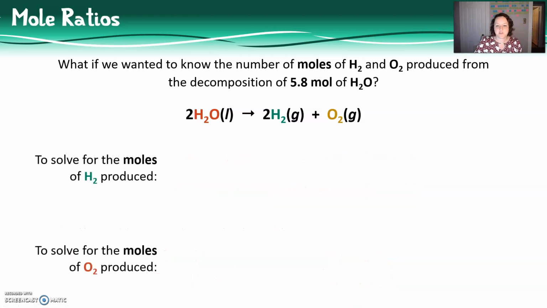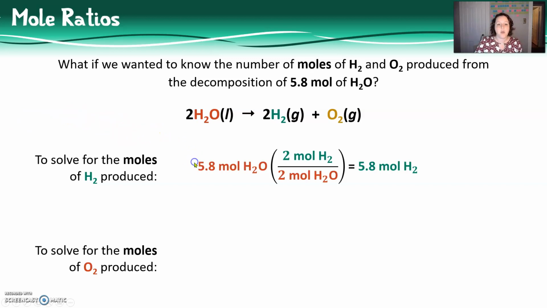Then we use these conversion factors in dimensional analysis to convert the starting amount of 5.8 moles of water into moles of hydrogen and moles of oxygen produced. For moles of hydrogen produced, we start with the 5.8 moles of water that are reacting and multiply it by the mole ratio expressed as 2 moles of hydrogen per 2 moles of water. Note that the moles of water unit cancels out, leaving us with 5.8 moles of hydrogen produced.